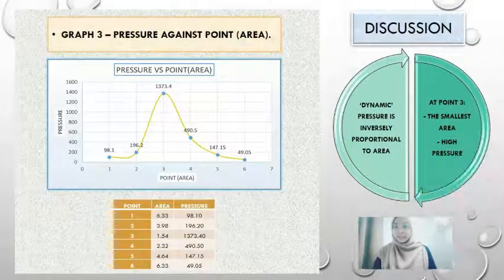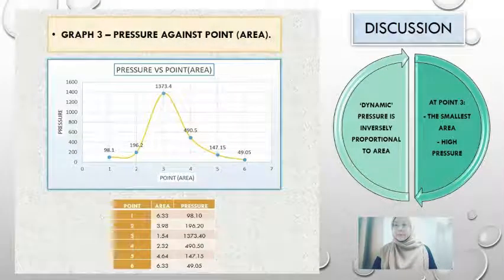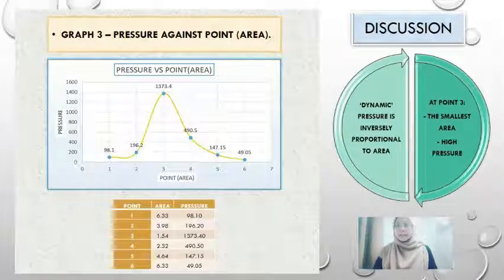So this is graph 3, which represents pressure versus point or area. In this graph, we are using the dynamic pressure, which is opposite to the static pressure. And the characteristic of dynamic pressure is that it is inversely proportional to the area, which is the smaller the area, the bigger the dynamic pressure. And as we can see, the higher pressure is located at point 3, which has the smallest cross-sectional area.